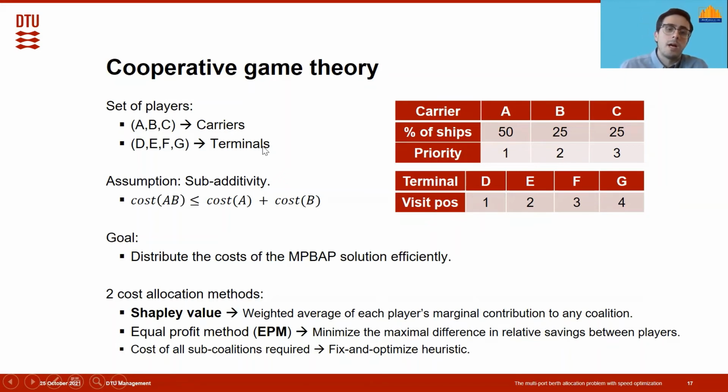And the goal is to find a cost allocation of the solution to the problem, where the costs are distributed efficiently, so that each of the players can see that they can achieve savings compared to their standalone cost. There are multiple ways of computing this cost allocation. We test 2 of them, the Shapley value and the equal profit method. Both of them are quite simple methods to compute. They only require calculating the cost of all the sub-coalitions, which in this case we compute using a fix and optimize heuristic. That, for the sake of time, I will not go into detail.